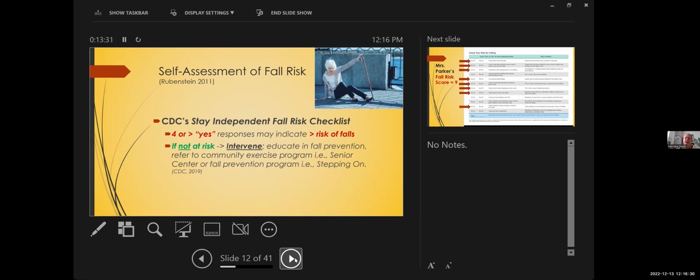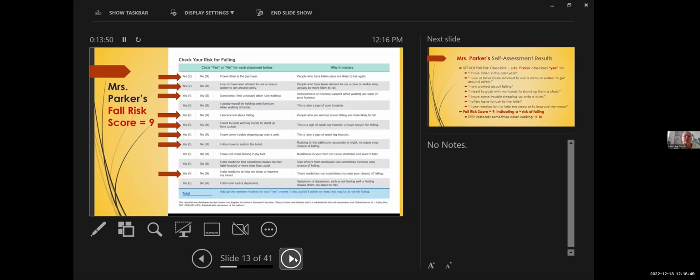If they score less than 4, they're not at a risk, but you still might want to intervene with education in fall prevention, or recommend they continue to stay active and mobile with community programs. So this is Mrs. Parker's CDC check your risk of falling. The red arrows show where she checked the yes box.